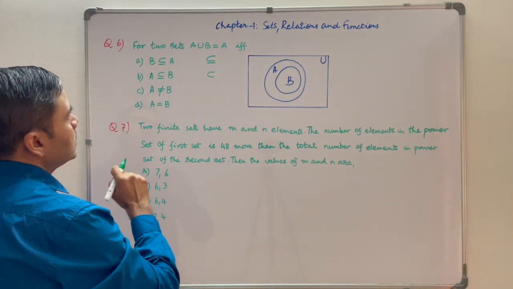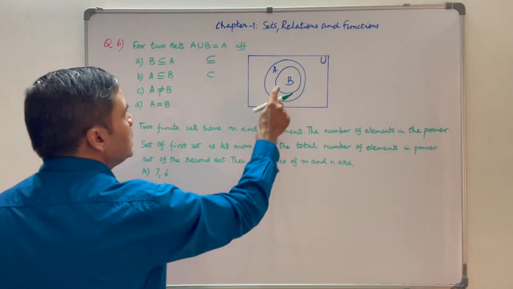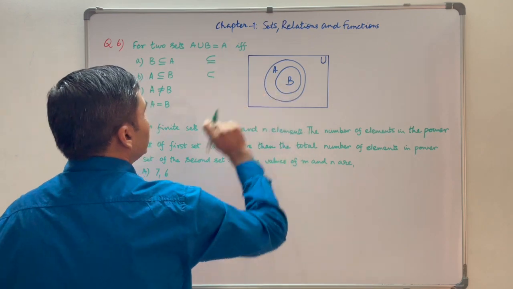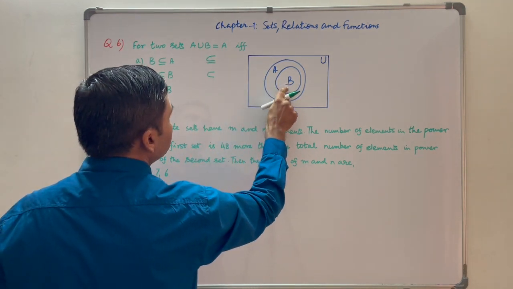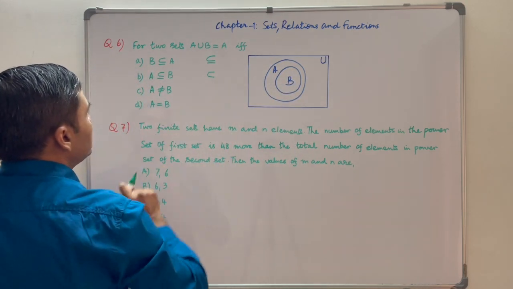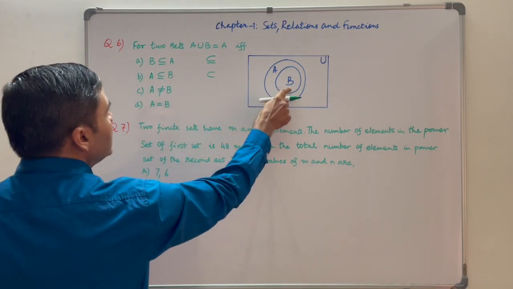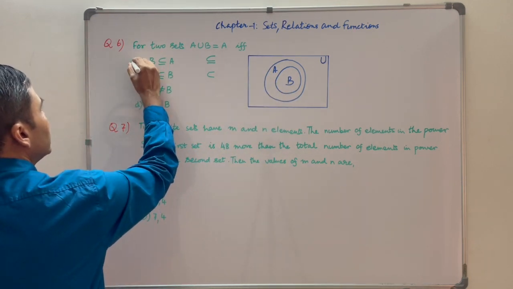So consider two sets, set A and set B. Set B is fully inside set A. Then when you do A union B, you will get the result as A. So it is possible only if B is subset of A. So option A is correct.